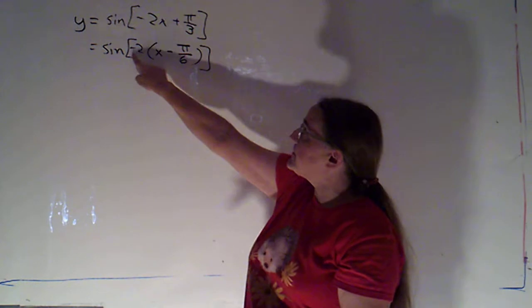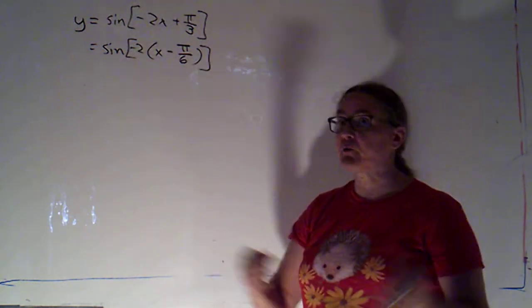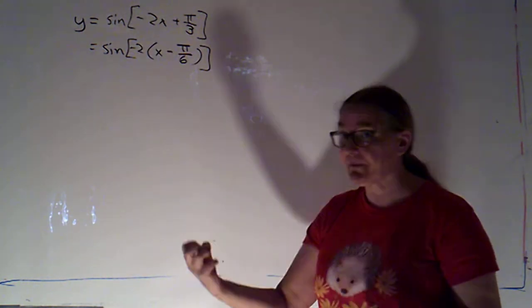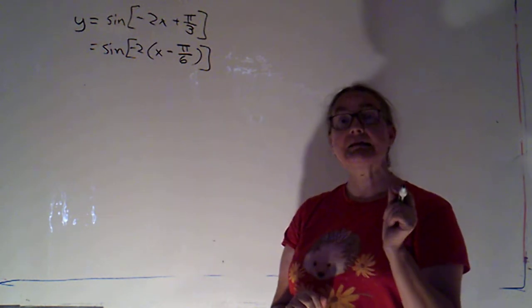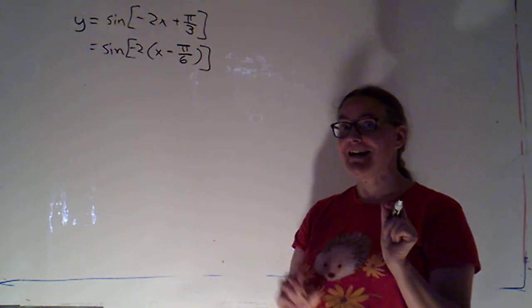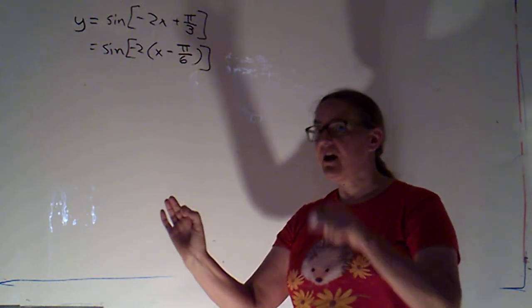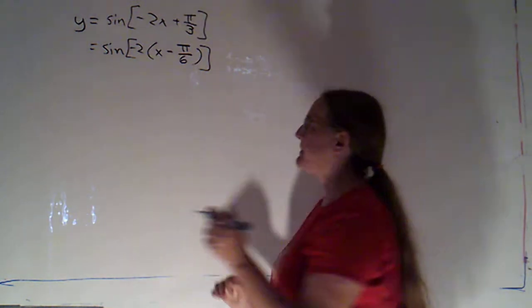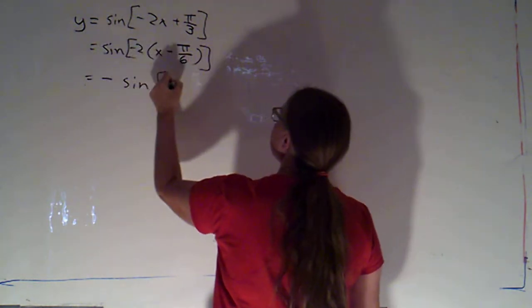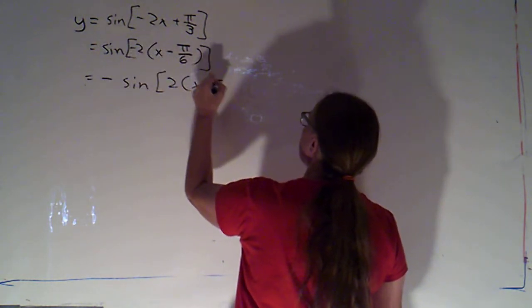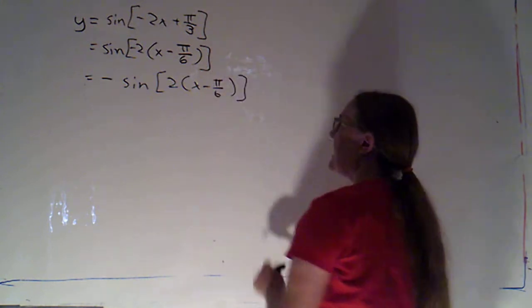Now that negative sign applies to the entire rest of the input. My input is the opposite of 2 copies of x minus pi over 6. Sine is odd. Opposite input, opposite output. So this is going to be negative sine of the quantity 2 times x minus pi over 6.